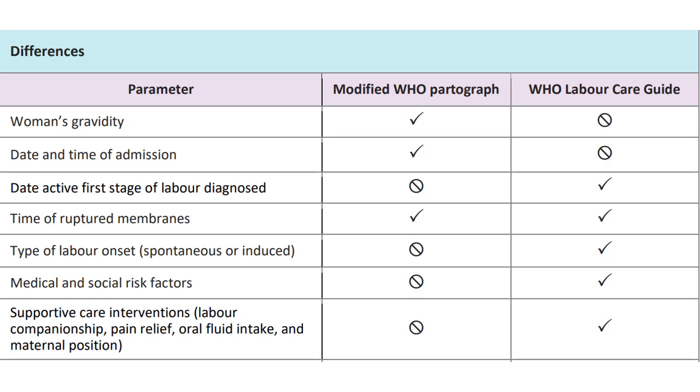If we look specifically at the different items, we see that gravidity is not being recorded anymore, and date and time of admission is not being recorded. However, we are recording supportive care, risk factors, type of onset of labor, time of ruptured membranes, and the date when the first stage of labor was diagnosed.